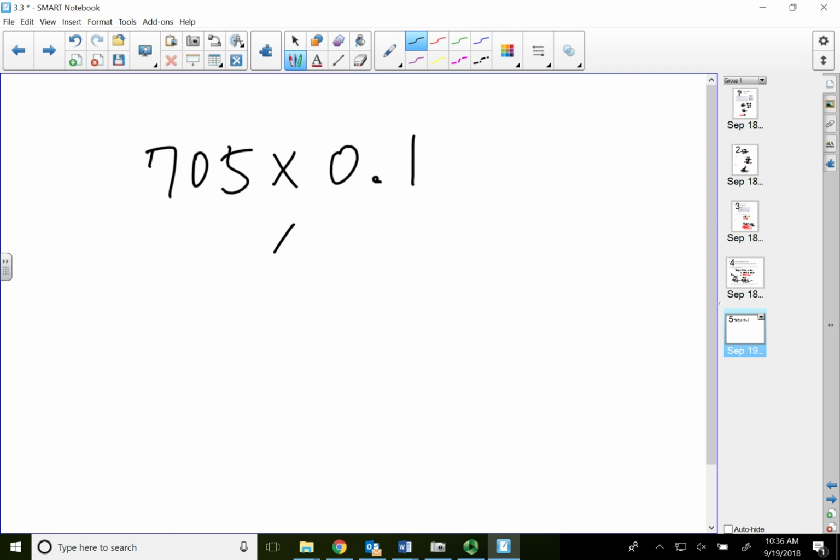Times 0.1 means times 1/10. If I read my 0.1 properly, this 1 is actually sitting in the tenths place, so that will be times 1/10. In the previous video, I mentioned that division of a fraction means times the reciprocal. So if I go backwards, times a fraction means divided by the reciprocal. If I flip this back, that will be dividing by 10.